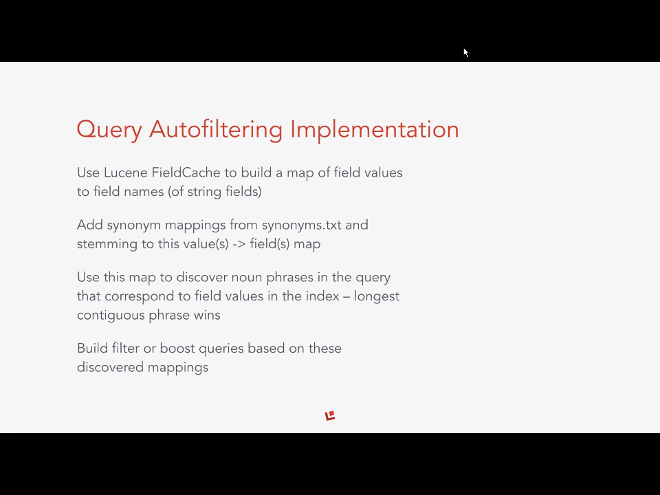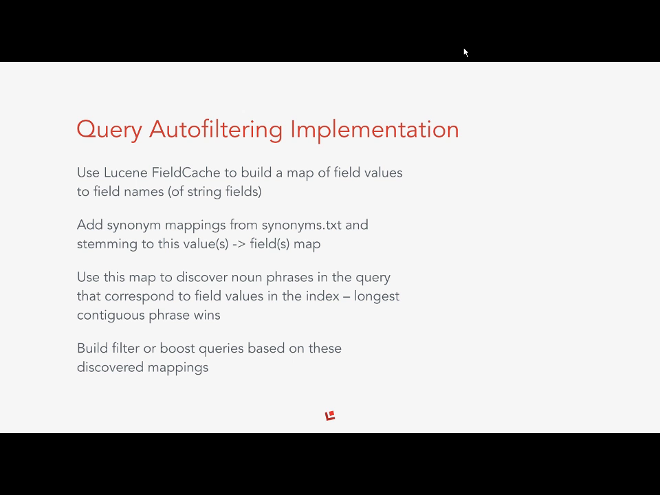So here's the basic implementation, or the magic trick, behind auto-filtering. We use the FieldCache to build another backward map. In this case, we're mapping field values, a many-to-one map, to field name. So we're mapping a value that's in the field that's been indexed in the term vectors to a field name. We also pile the synonyms into this map and also do some stemming on it, because we're eventually going to settle on these Solr string fields, which have exact match semantics. So we need to do something to make them a little more flexible.